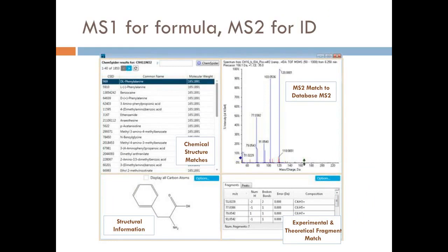You need high mass accuracy to get the right mass and to distinguish it from other noise. And you need MS to help you understand how it breaks down to match against databases that have already been done.